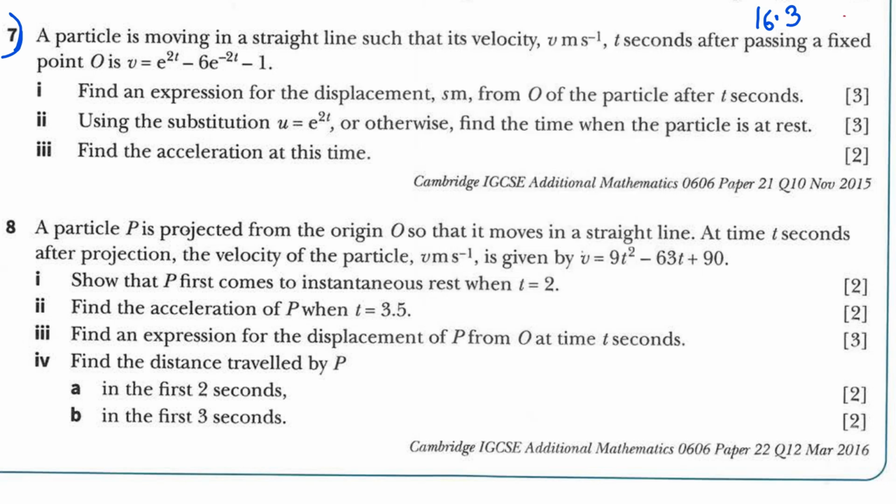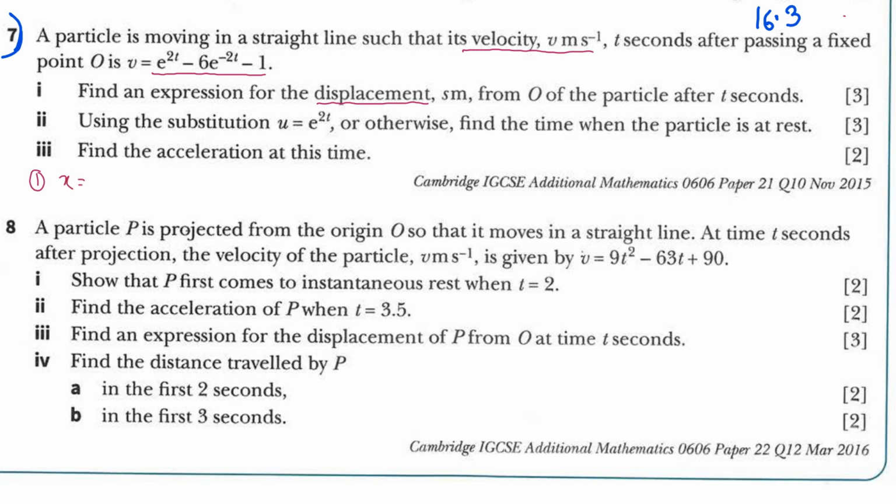Read the first question. It's given here that velocity v in meters per second is e to the power 2t minus 6 e to the power minus 2t minus 1. Find the expression for the displacement. The first question is asking for the displacement from the velocity. To find the displacement, we have to integrate, and you may know the integration of the exponential. If you don't know how to integrate and differentiate the exponential, you may see my previous tutorial on differentiation. So for the first question, we need to integrate.